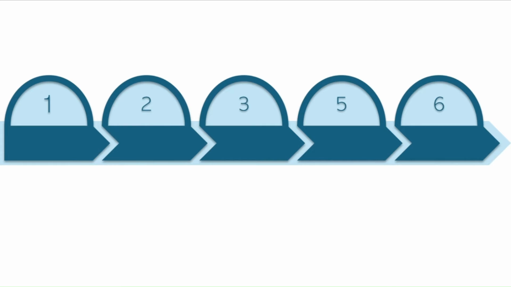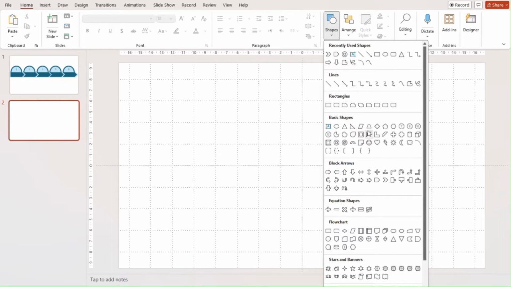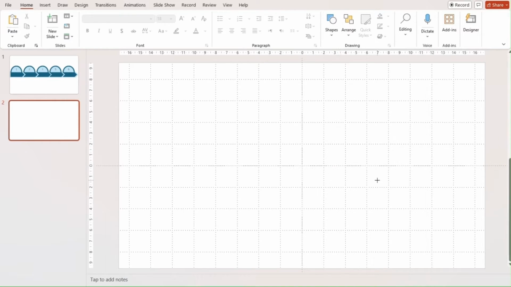Follow this tutorial and learn how to make this process graphic yourself. In a few steps, you will be able to create this design not available in the built-in PowerPoint templates and shapes. First, go to Shapes and insert a pentagon arrow.